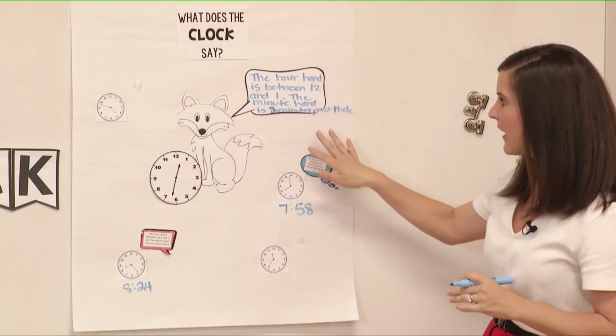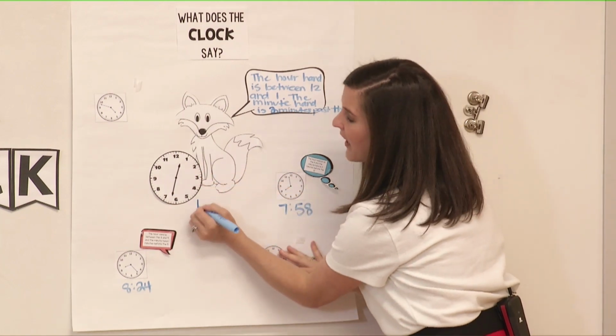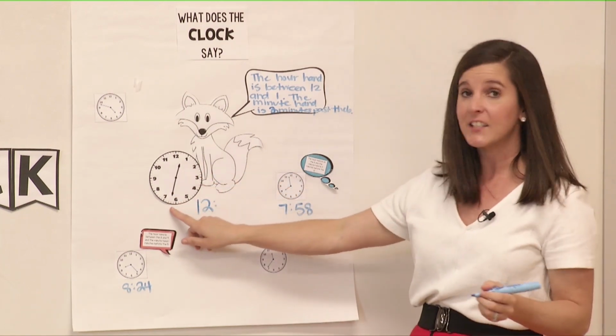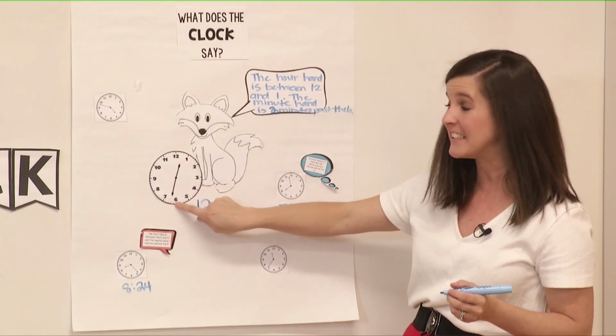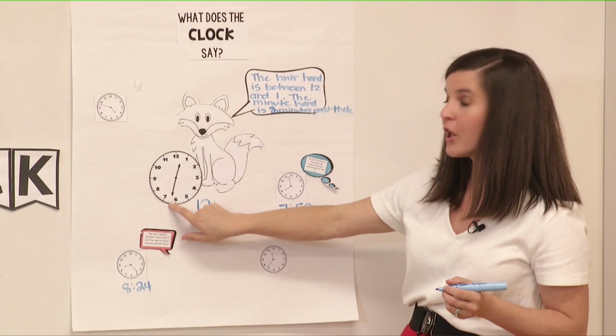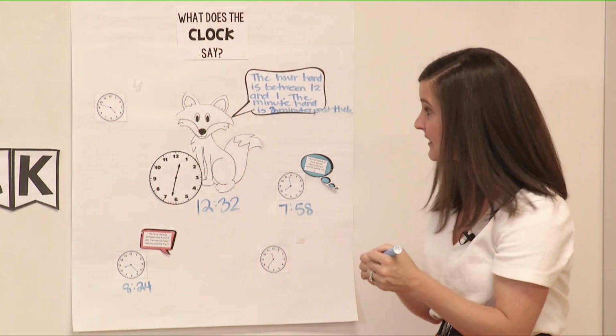and 3 minutes from the 7. Okay, so what would our time be? Well, our time is 12 for our hour, and our minutes are, we know that halfway around the clock, half of 60 is 30, or we could count it 31, 32. So our time is 12:32. That's what our clock says.